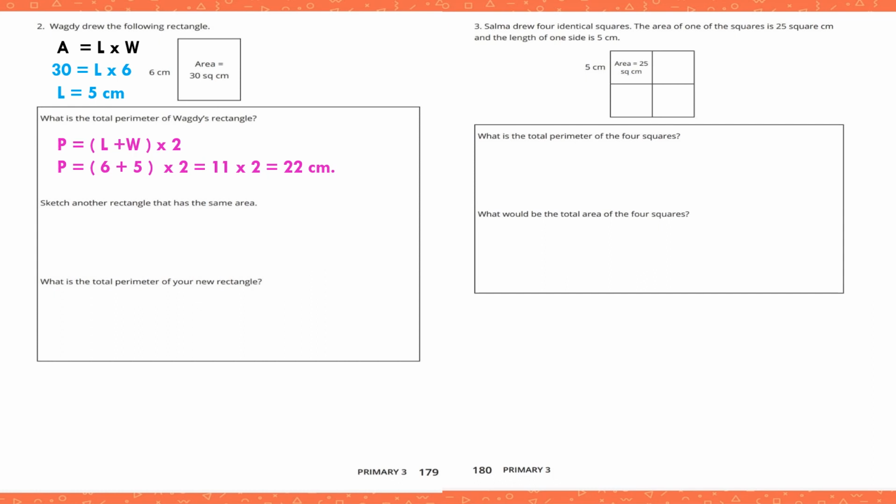Sketch another rectangle that has the same area. Our area is 30 square centimeters. So we will divide it into two numbers. So it will be 3 times 10.